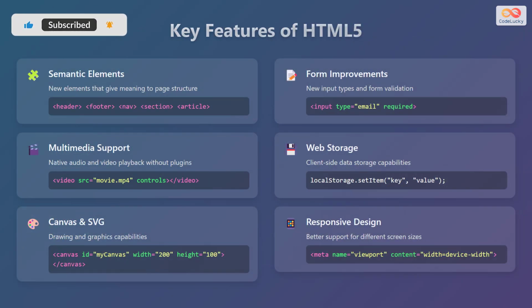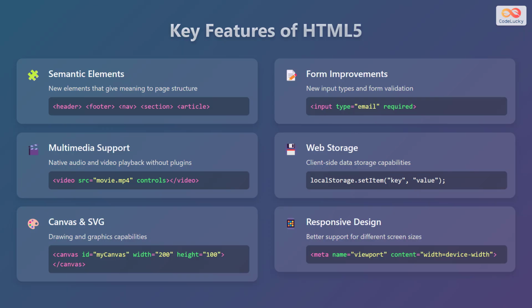HTML5 boasts several key features that make it a powerful tool for web development. These features include semantic elements, multimedia support, canvas and scalable vector graphics, or SVG, form improvements, web storage, and responsive design. Semantic elements provide meaning to page structure, such as header, footer, navigation, section, and article.